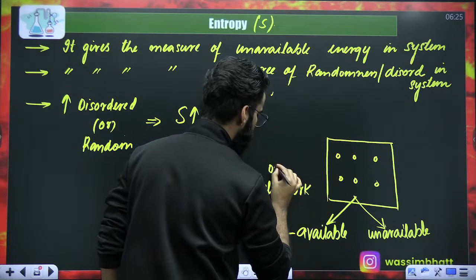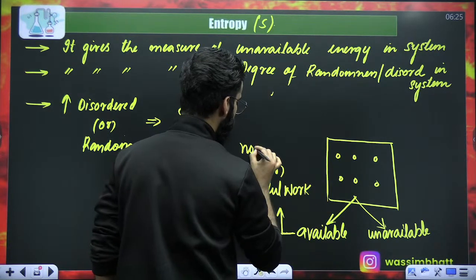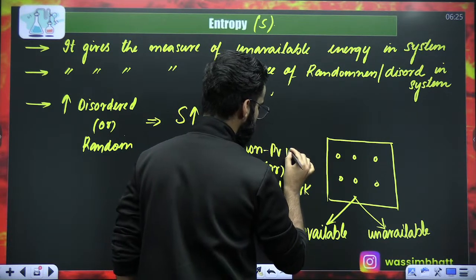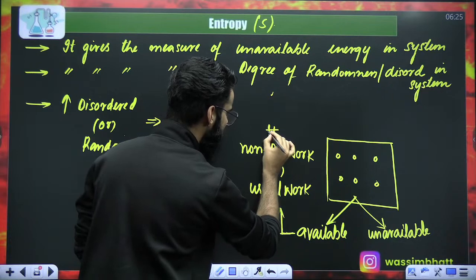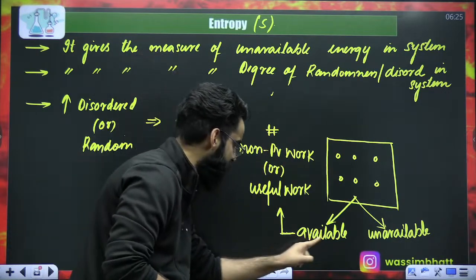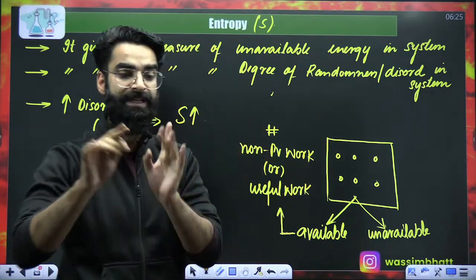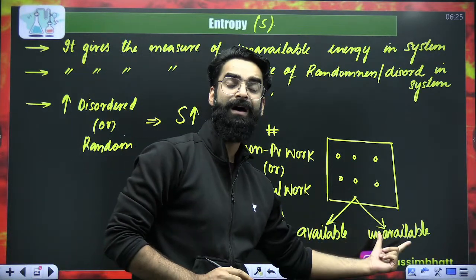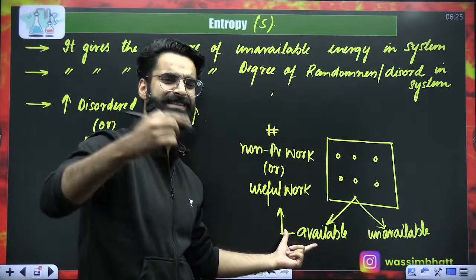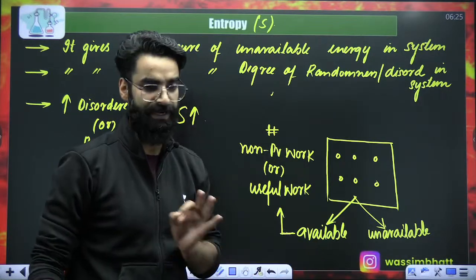Useful work is also called non-PV work. Well, I'm not going to discuss this right now. I'll be discussing the available energy part when I teach you Gibbs free energy, not now. I'll discuss only this part right here, unavailable energy.